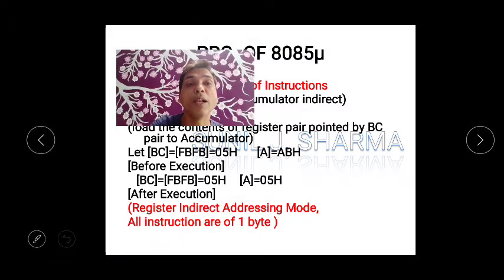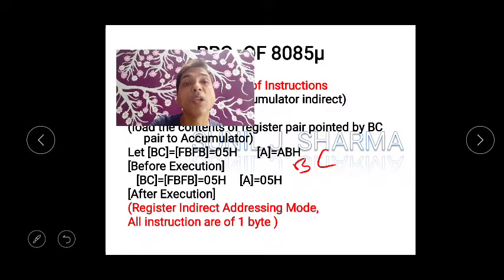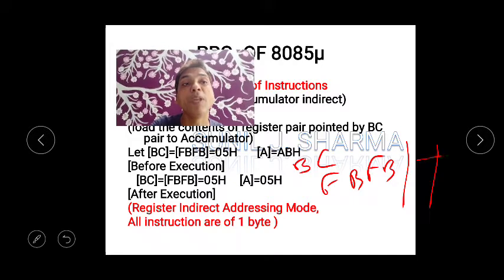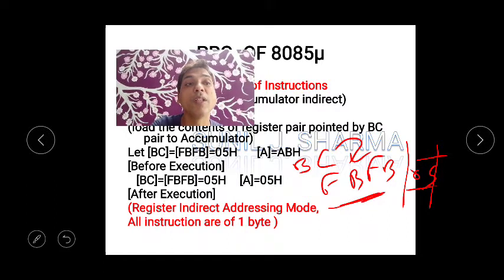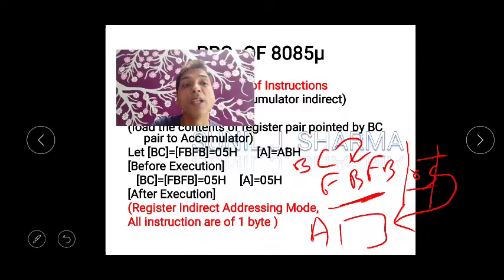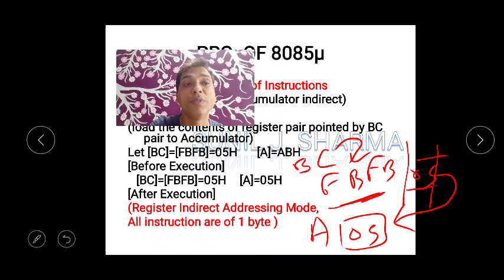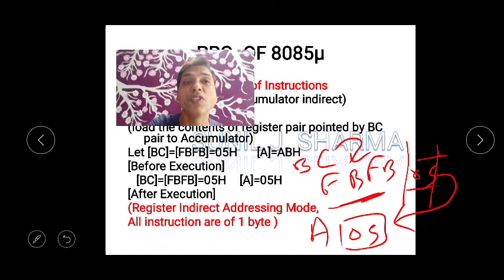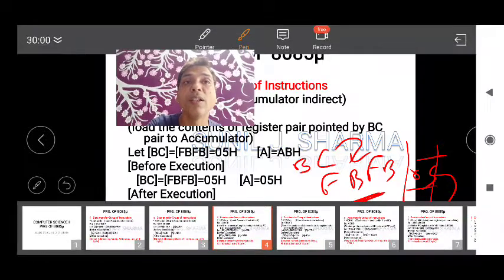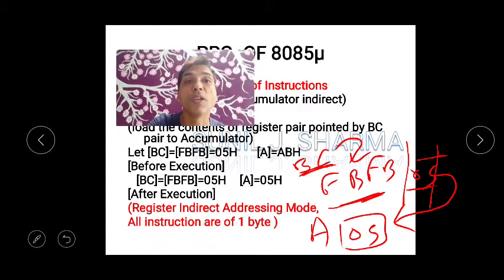If I want to show you diagrammatically, suppose the BC pair is pointing to a memory location like FB, and at that memory we have a value 05. So what is the BC pair holding? The BC pair is holding this address. Now this value will be given to the accumulator. So the accumulator will be holding the value at the FB address, but that address is not shown directly. That address is hidden in which pair? The BC pair. So I hope you understood.